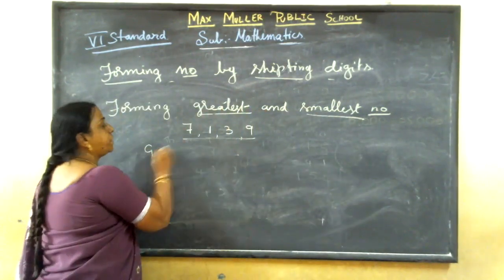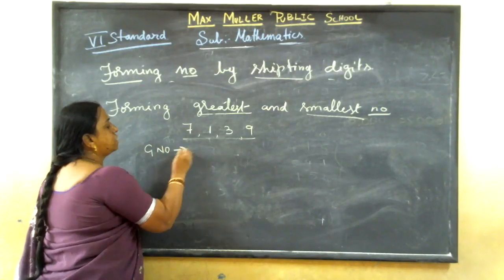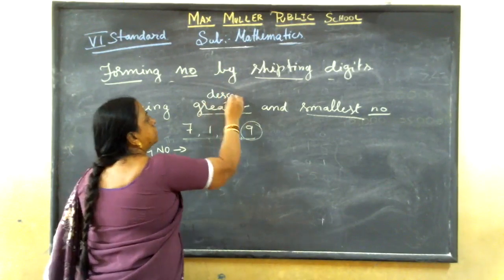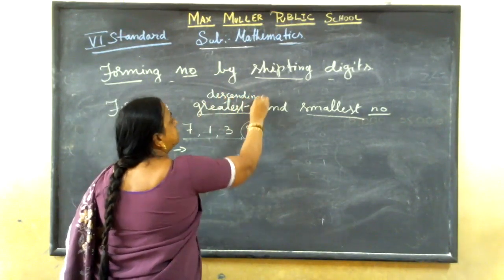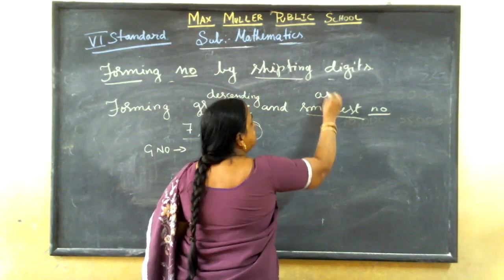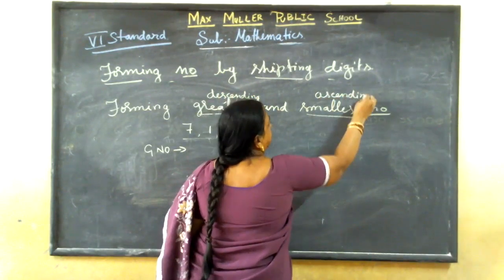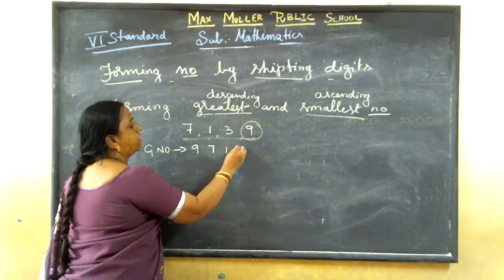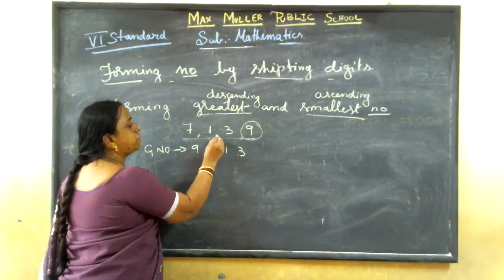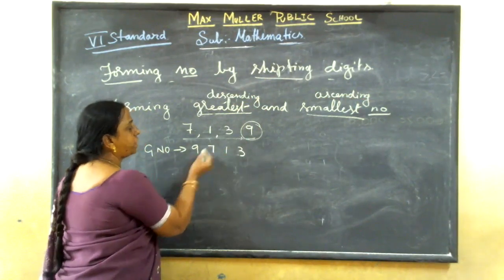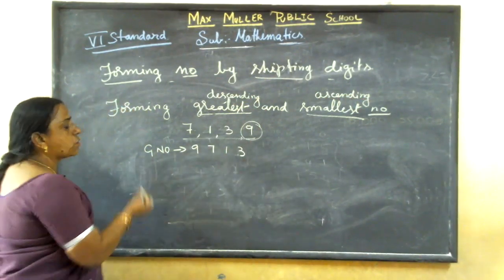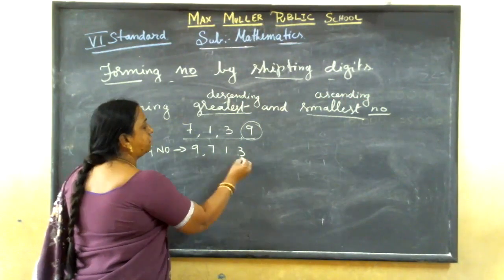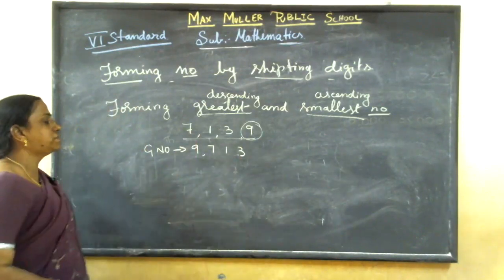So for the greatest number, you should arrange in descending order. For the smallest, ascending order. Clear? Now here, 9, then 7, 3, 1. After arranging, no need to place commas like this. You should place them according to periods: ones, tens, hundreds. So 9,731. By using this, we form the greatest number.